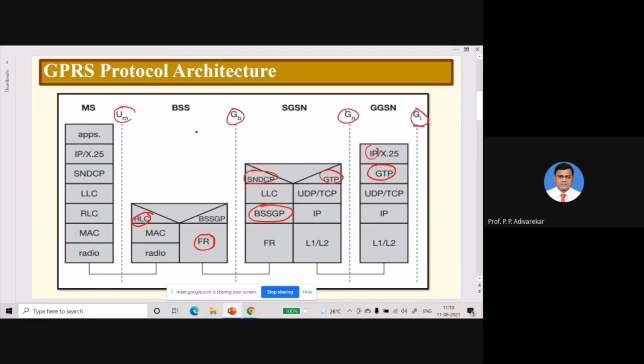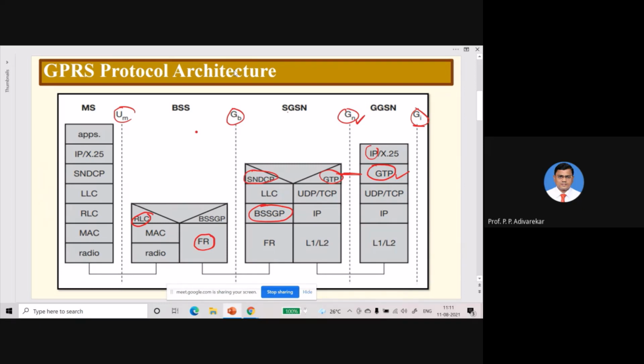So for communication between internal gateway supporting nodes, internal gateway supporting nodes means SGSN and GGSN, the Gn interface is used. This Gn interface is between GGSN and SGSN. Yesterday we have seen that. And this communication basically happens through GTP. So GTP you can see here, it is implemented between GGSN and SGSN. And this entire part is made up of a wired network basically.